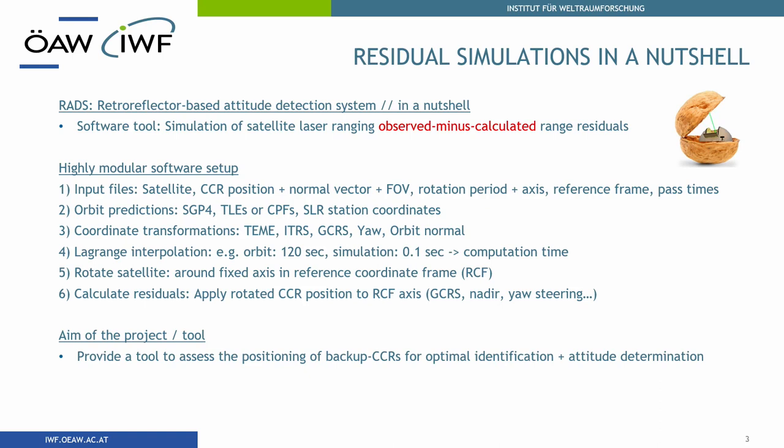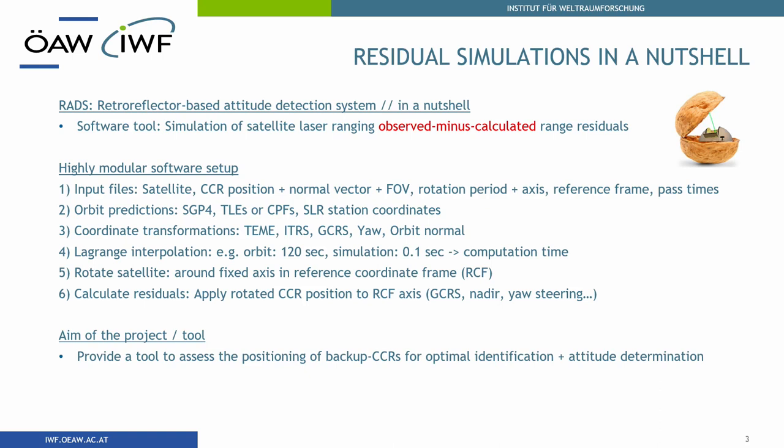Then, as you all know, you have to do some orbit predictions, which could either be TLE-based or CPFs, and you also need station coordinates. We use Lagrange interpolation to make the simulation process smoother, and this way it doesn't take that much time to simulate. Then we rotate the satellite around some fixed axis in the reference coordinate frame, calculate the residuals, and actually apply the rotated satellite to the selected reference coordinate frame.